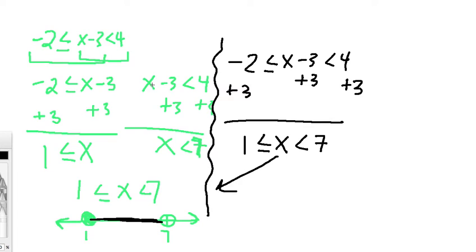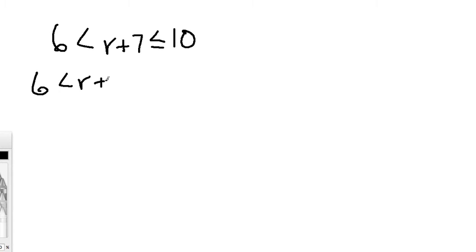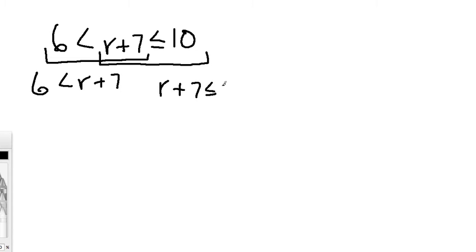All right, so we have one more example that we'll do all together. It says 6 is less than r plus 7 is less than or equal to 10. All right, so again, the way that I'm thinking about this in my head is that r plus 7 is in between 6 and 10, including 10, not including 6. So if I wanted to do this either way, the first way I could do 6 is less than r plus 7. So that's my first inequality. Or I could do my second inequality, which is r plus 7 is less than or equal to 10.